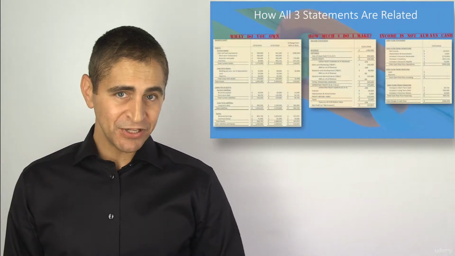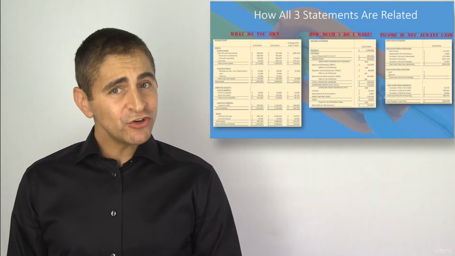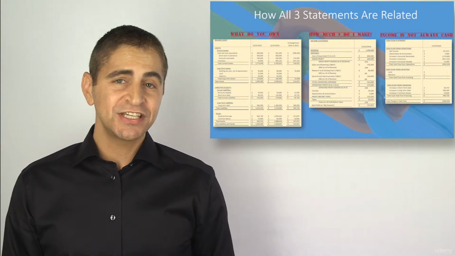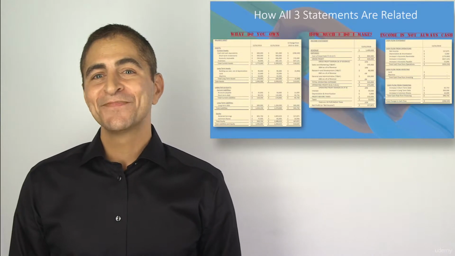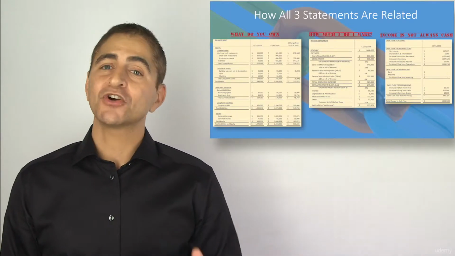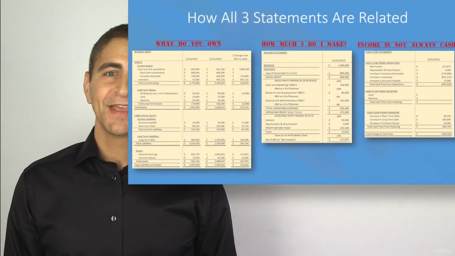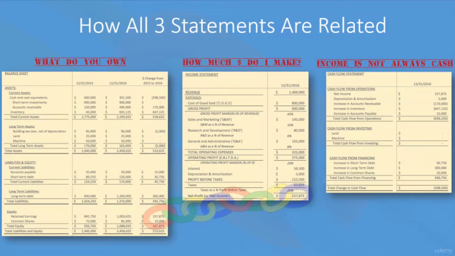Cool. Now, all these statements are related. And if you understand the relationship between the three financial statements, you can test to see if you made mistakes, okay? And so the relationships are as follows. So we've got the balance sheet there, and that basically has retained earnings, and that is connected to the bottom of the income statement, okay?